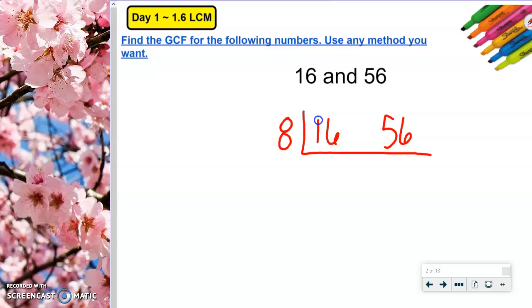So when I take 16 divided by 8, that leaves me with 2. 56 divided by 8 leaves me with 7. And then there's no number that I could divide out of both 2 and 7. So then my greatest common factor of those two numbers would be 8. Whatever numbers I have over here, I multiply those together, and then that gives me my greatest common factor.